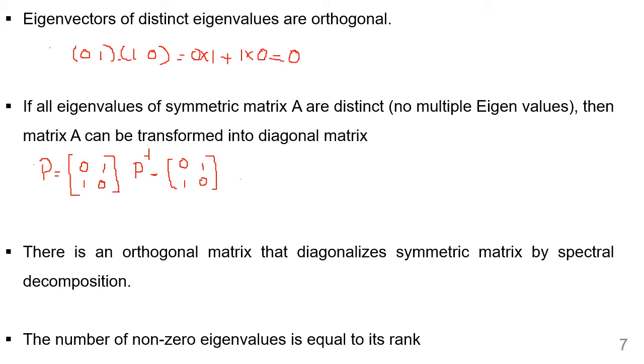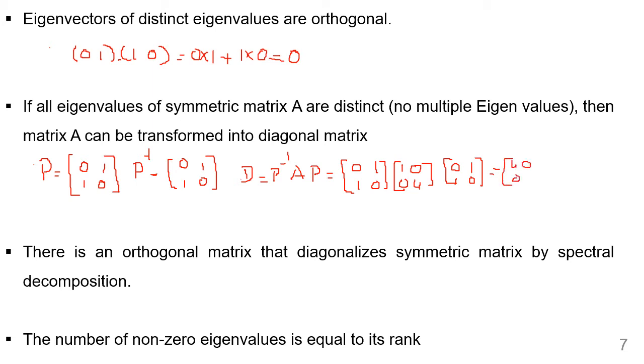So D is calculated using the equation P inverse A P. So this is 0, 1, 1, 0 multiplied by A. A is equal to 1, 0, 0, 4 multiplied by P, that is 0, 1, 1, 0. I am going to get 4, 0, 0, 1. 4 and 1 are the eigenvalues. So I can diagonalize the matrix.